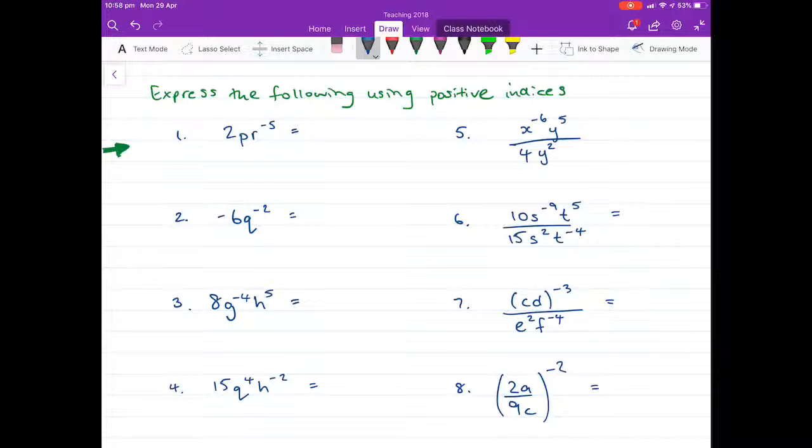Okay, part two is working with negative indices where we want to express these using positive indices only. What I'll get you to do is hit pause on the video, give yourself enough time to have a go at as many of these as you can. Once you think you've done all you can, hit play again, and the rest of the video will go through the solutions nice and quickly for you, which you can stop and pause at any time you need. So hit pause now, and I'll see you back in a minute.